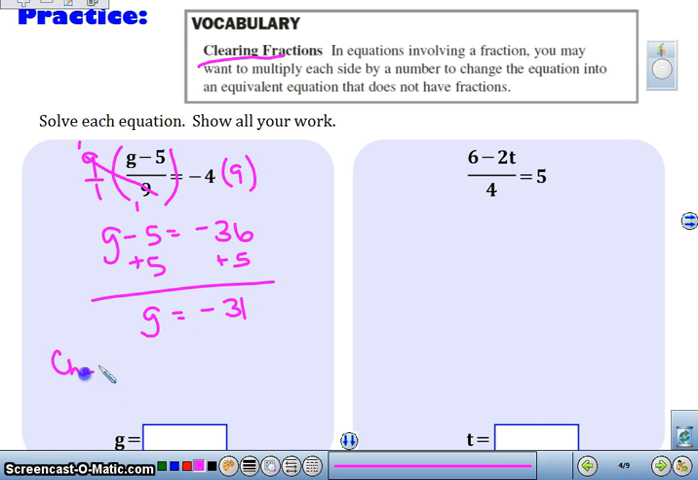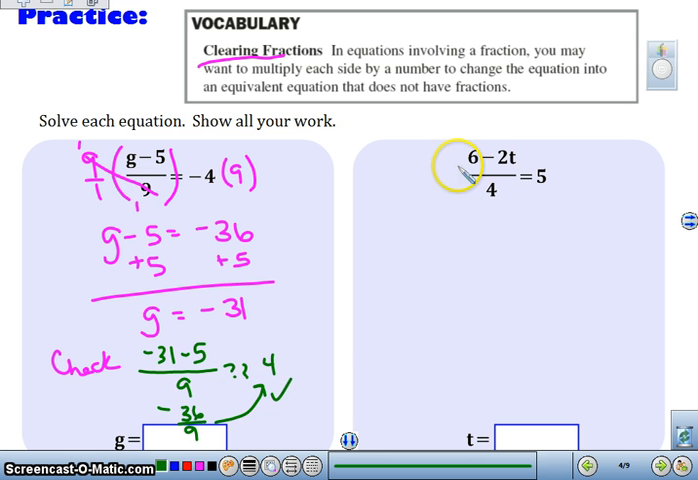Does it check? You should have plenty of room here to do the check before you fill in your answer. How do you check it? Again, you are plugging into G in this original equation, negative 31 minus 5, all divided by 9, and the question is it 4? Well, negative 31 minus 5 is a negative 36 over 9. Yes, it checks.